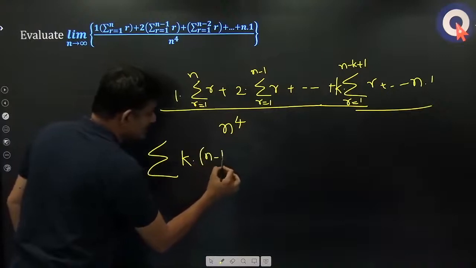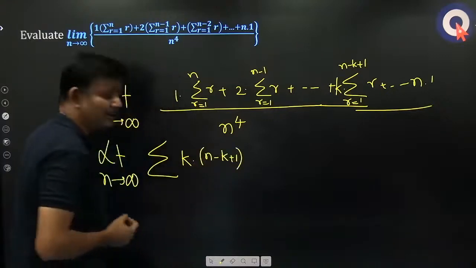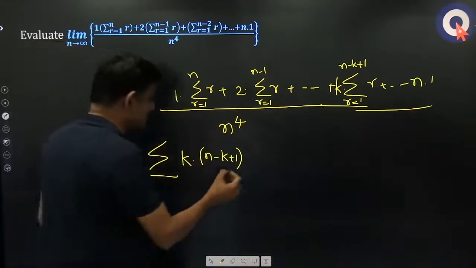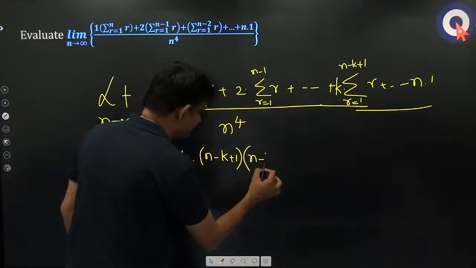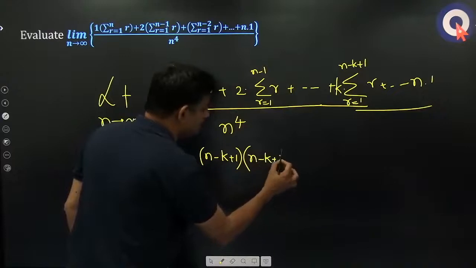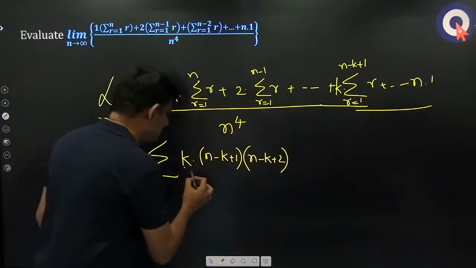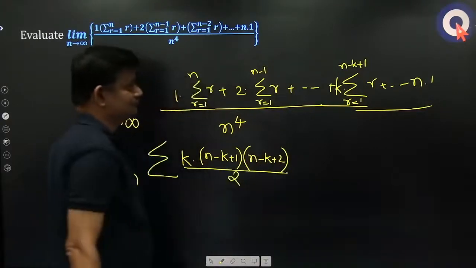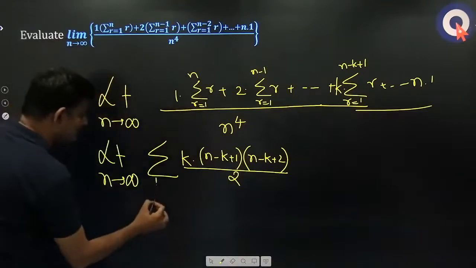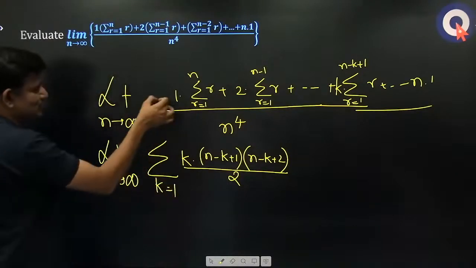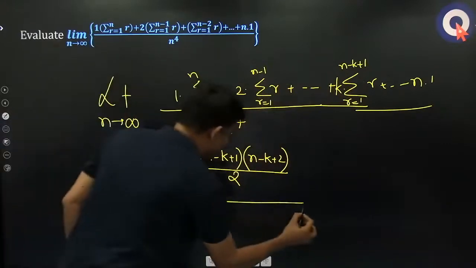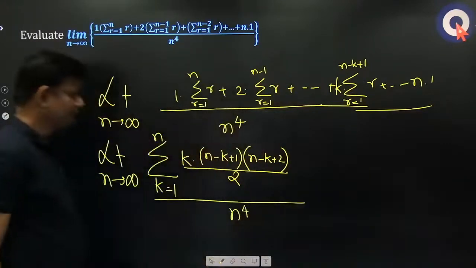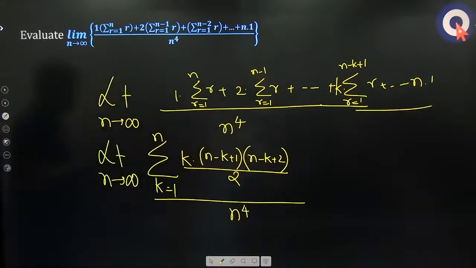Sum of first n numbers is n into, so sum of first n minus k plus 1 numbers is n minus k plus 1 into, इसको एक और जोड़ दो, plus 2 by 2. And k is varying from where to where? 1 से शुरू हुआ and n पे खत्म हो रहा है, divided by n power 4. This is the question. Okay.